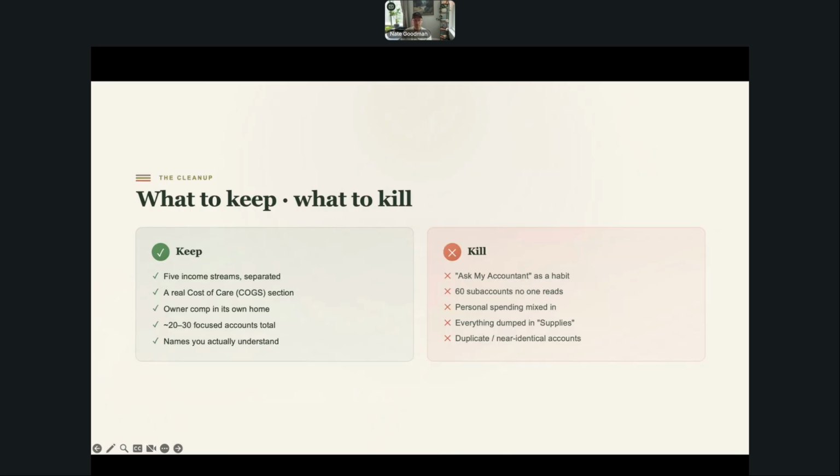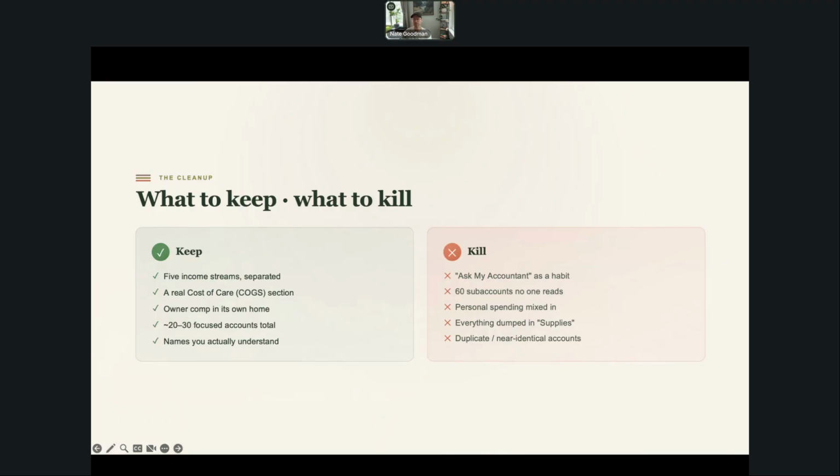So, what to keep: 5 income streams, a real cost of care section, your owner's comp in its own home, 20 to 30 total focused accounts on your profit and loss statement, and names that you actually understand. If you don't understand what something means and you keep having to go back and figure out what it is, rename it to something that makes more sense. You can also ask your accountant, does this make sense?